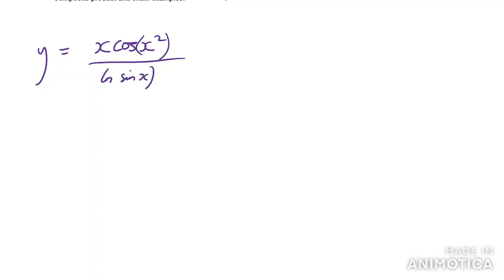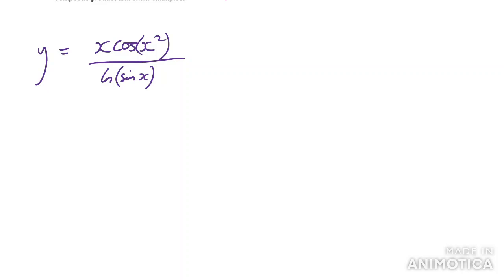Okay, and so the most nasty things you'll get in differentiation is some sort of composite product and chain example. So you probably won't get anything quite this bad, but let's just say you did. Let's say it was x cos x squared over ln sine x. Something that nasty. Well, what you want to do in this case is just make sure you go through algorithmically and are very careful about what you're doing.